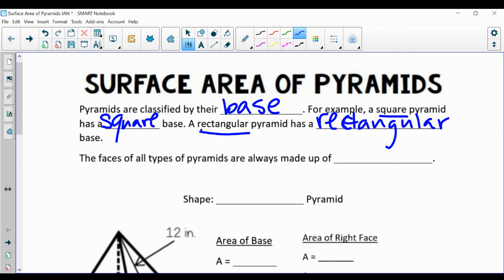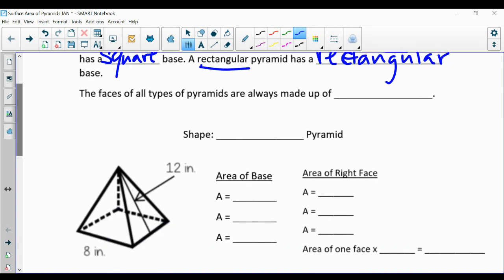Very good. So then that means that the rest of our faces, after we take care of our base, our bottom, the rest of our faces of all types of pyramids, so every other pyramid, is always made up of triangles. So the only other shape besides triangles is going to be the base. In a square pyramid, I have one square base, and then the rest of the faces are triangles. In a rectangular pyramid, I have one rectangular base, and then the rest of the faces are triangles.